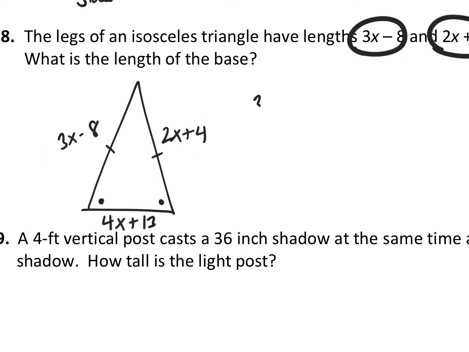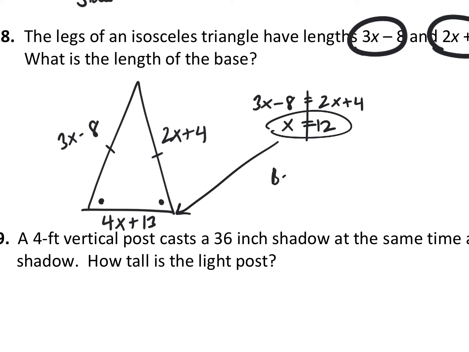So we need to just set 3x minus 8 equal to 2x plus 4 and solve this to get x to equal 12. And then we got to plug that back into the base. So the base is equal to 4 times 12 plus 13, which equals 61.